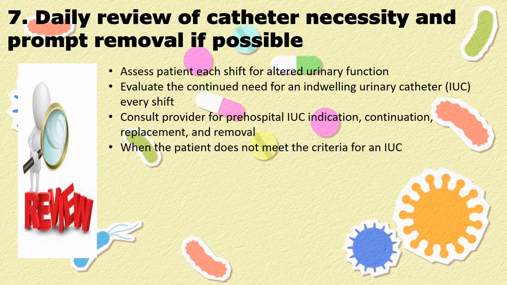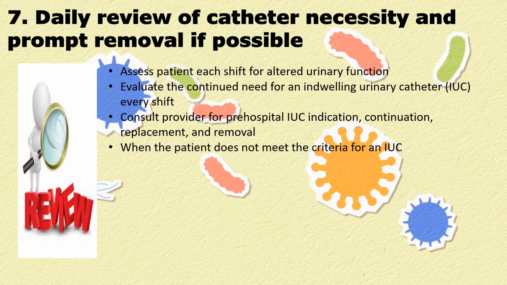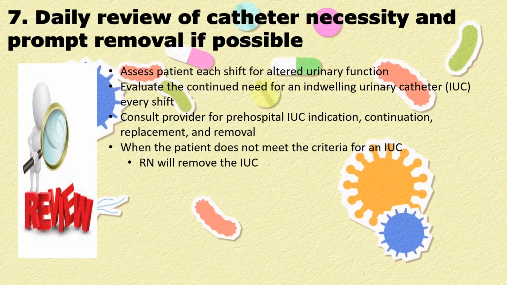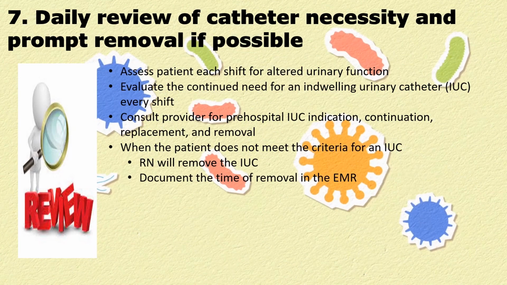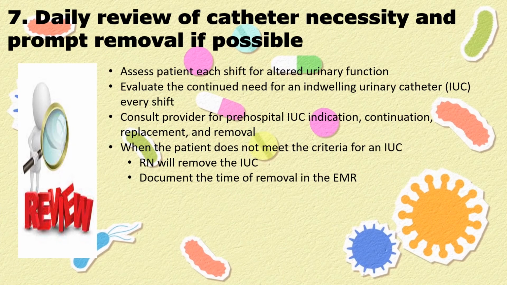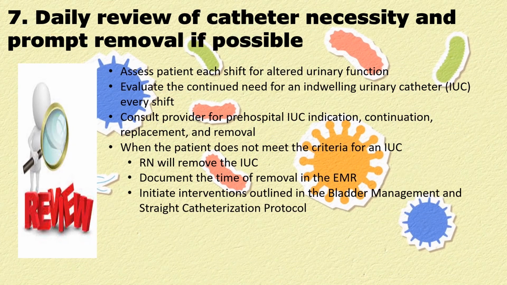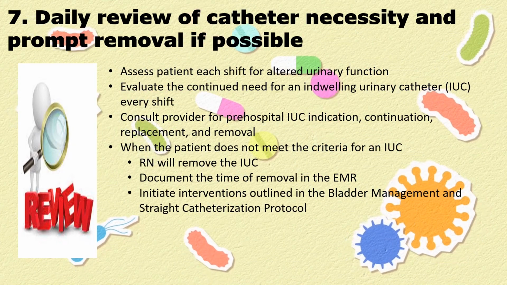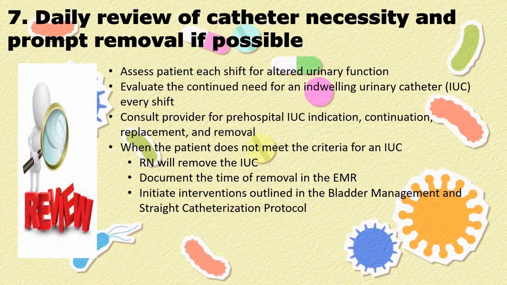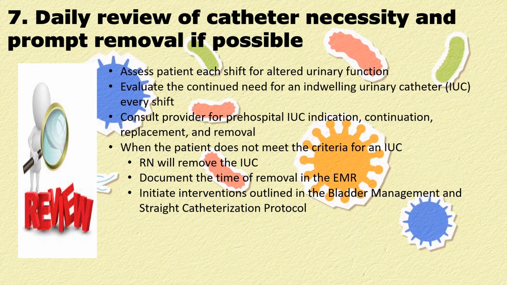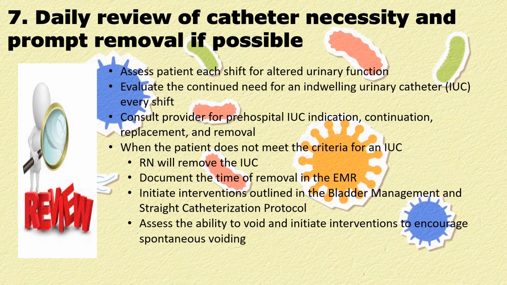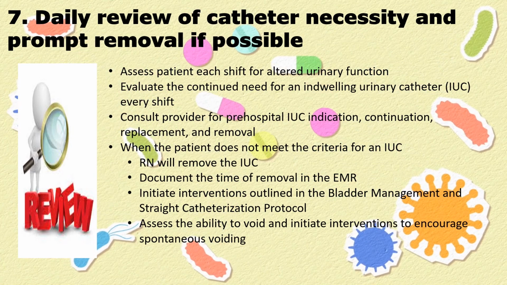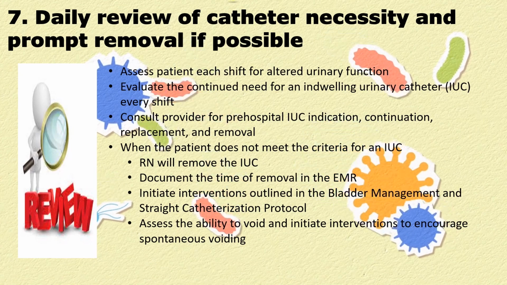When the patient does not meet the criteria for an indwelling urinary catheter, the RN will remove the urinary catheter, document the time of removal in the electronic medical record, initiate interventions outlined in the bladder management and straight catheterization protocol, and assess the patient's ability to void and initiate interventions to encourage spontaneous voiding.